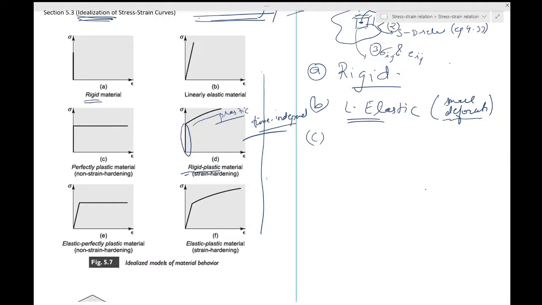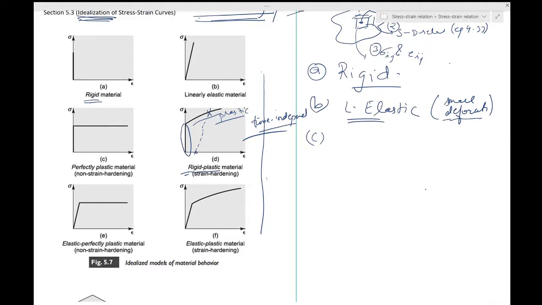If the stress is released, the deformation remains as it is. Obviously, that is expected of any material: if you remove the stress, you will not have a zero strain. Okay, so you will have a non-zero strain. So that's the characteristic of plasticity. Strain hardening may be neglected.